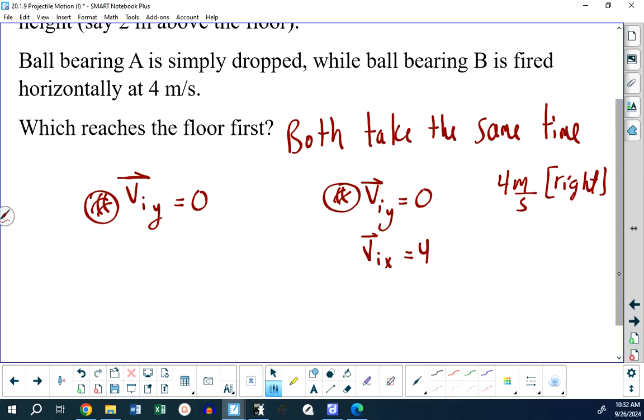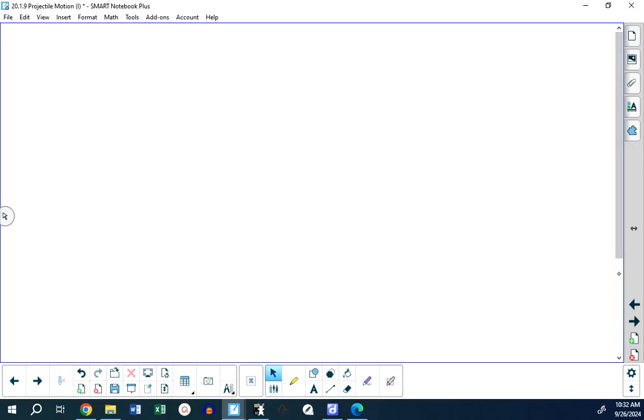It doesn't matter what's happening to the second ball bearing in terms of it moving to the right. It will move down under the influence of gravity. And the influence of gravity for both of these is the same, 9.81 meters per second squared down. It doesn't matter what the river is doing to the boat, and it's not going to matter what this initial motion of 4 meters per second right is, because gravity doesn't act right. Gravity acts down. All right, let's get into the examples now.